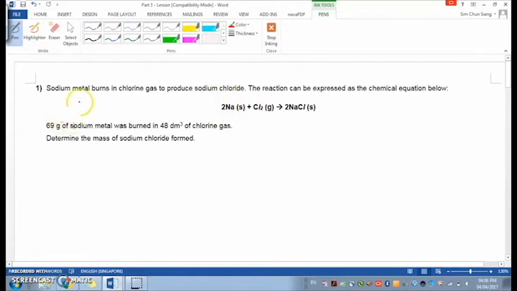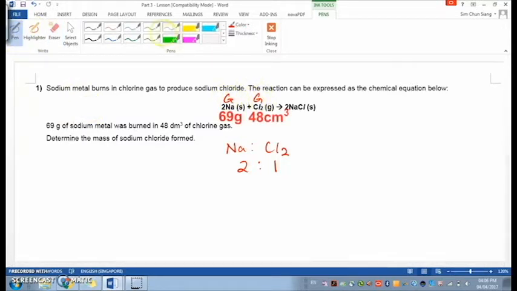So we'll take the ratio of sodium and compare it with chlorine. Okay, so you have a ratio of sodium to chlorine. From the equation, the ratio is 2:1. Okay, so now that I know the ratio is 2:1, let me identify what is given in this question and what the question wants me to find. I'm given the value for the 2 reactants, and I'm supposed to find the mass of sodium chloride produced.